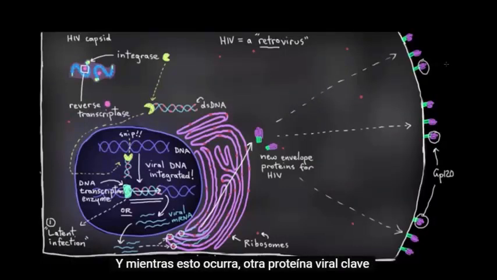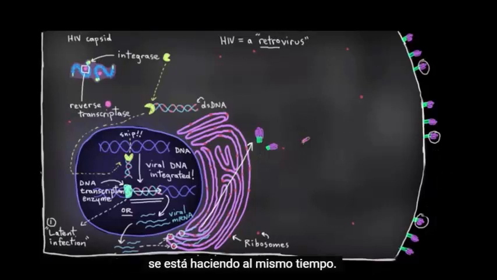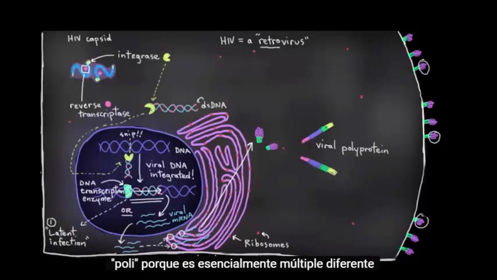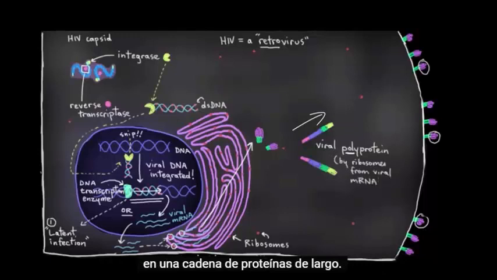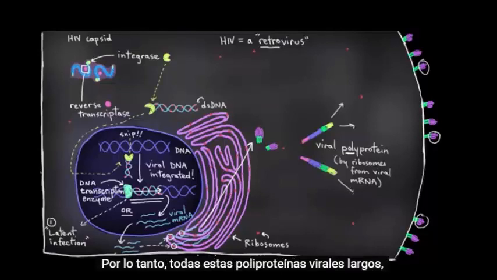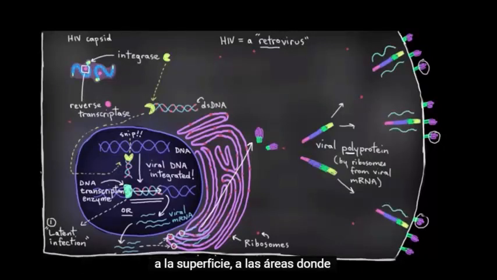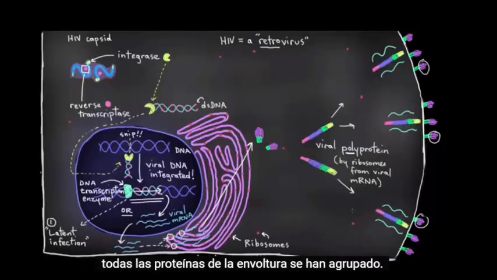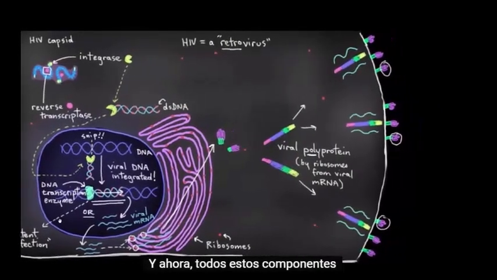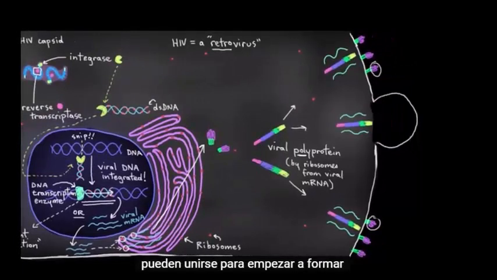And while this is happening, another key viral protein is being made at the same time. Actually, it's a viral polyprotein. Poly because it's essentially multiple different viral proteins laid out end-to-end on one long protein strand. So these will include those viral enzymes we talked about earlier, right? Reverse transcriptase, integrase, as well as some other proteins that the virus needs to be infectious. So all of these long viral polyproteins, along with some viral RNA, they also get brought up to the surface, to the areas where all the envelope proteins have clustered together. And so now, all of these components can come together to start forming a new immature HIV particle.